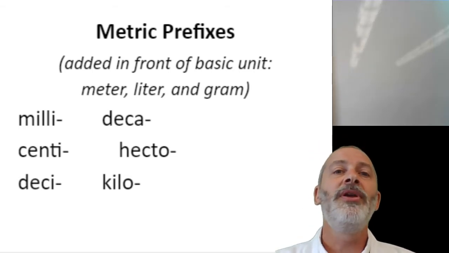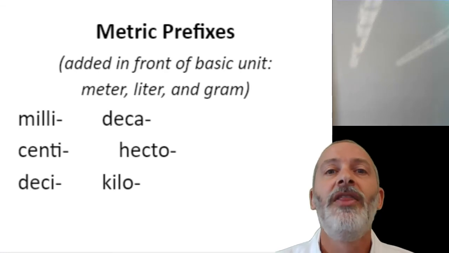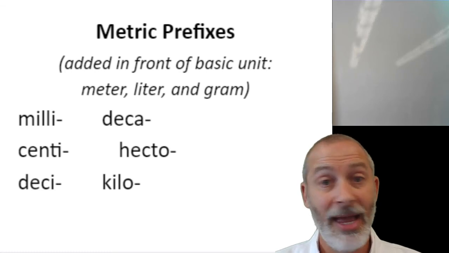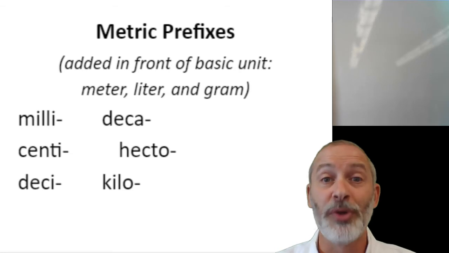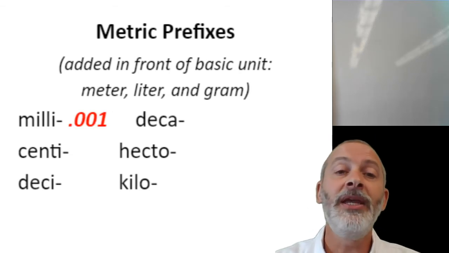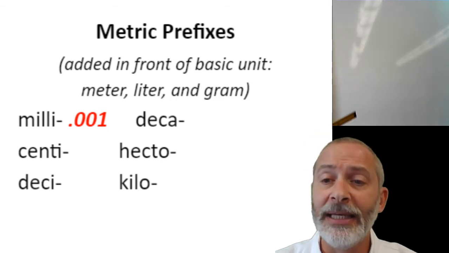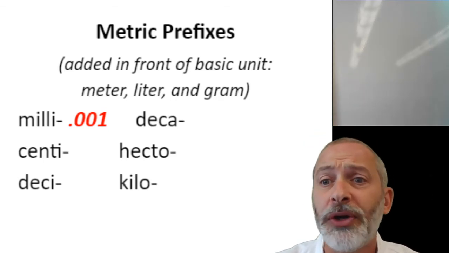In fact, I'm hoping that you will learn over the next couple of weeks how beautiful the metric system is for scientists. And anyone else for that matter who uses it. So let's go through this list of prefixes, shall we? Beginning with milli. The prefix milli means 1/1000th of something, or 0.001.